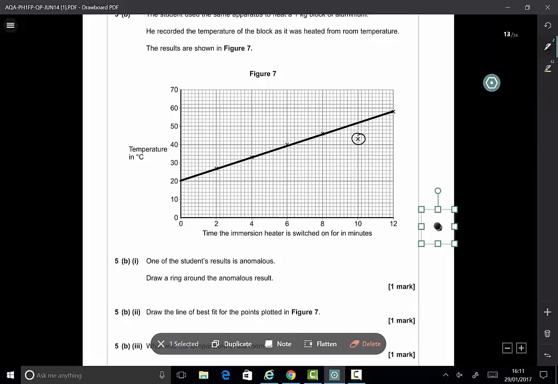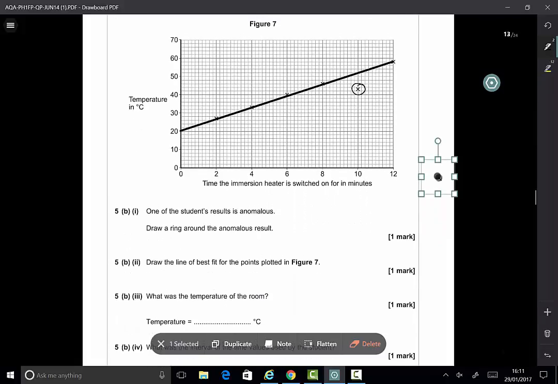Okay, so we've drawn a line of best fit. What was the temperature of the room? So we want the temperature of the room, which is going to be the temperature it was before we switch on the heater, 20 degrees.